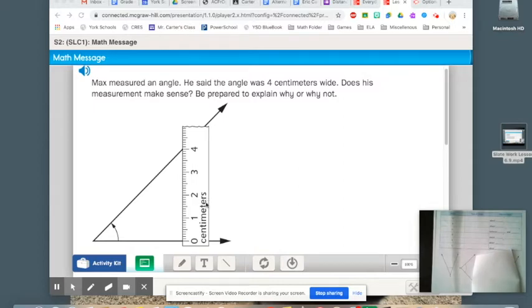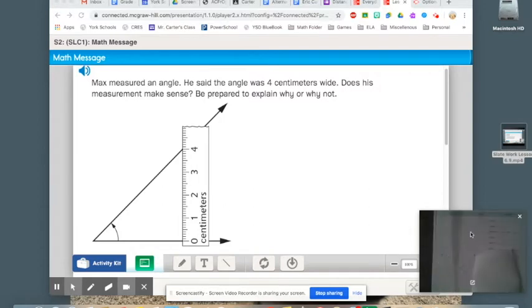So let's talk about this. You look at the ruler and it does go to 4 centimeters, so that would make sense. However, if I shifted the ruler a little bit to the left, then it would only be 3 centimeters. So why does this not make sense? Because we don't measure angles using a ruler. We measure angles using what we call a protractor, or an angle measurer. Getting my words mixed up today.